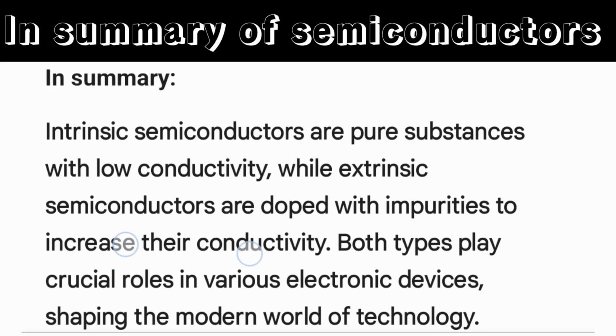In summary, intrinsic semiconductors are pure substances with low conductivity, while extrinsic semiconductors are doped with impurities to increase their conductivity. Both types play crucial roles in various electronic devices, shaping the modern world of technology.